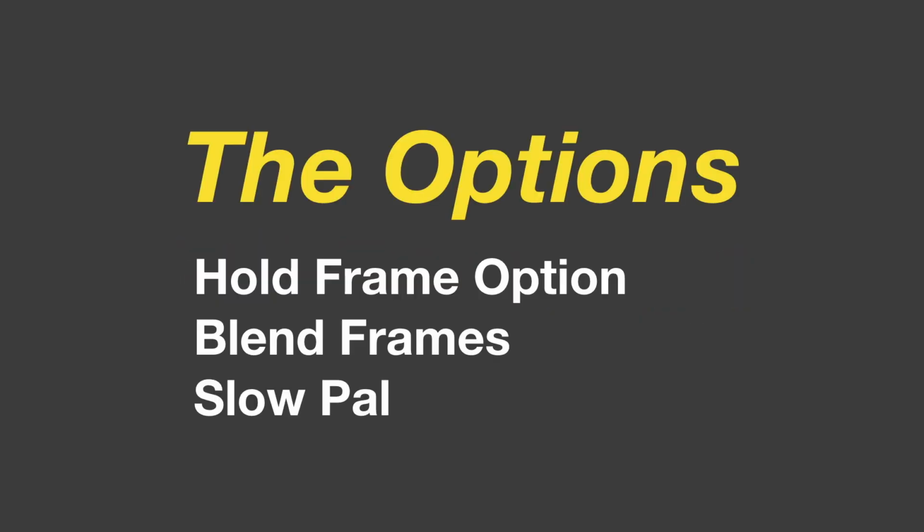So I could see us moving into a progressive kind of world, but what I want to show you in today's ones is all about going from 23 to 25 and the pitfalls of it. So let's have a look. So the options right now are the hold frame option, blend frames, and slow PAL. It's interesting because they're all going to get you a 25 frame per second file, but what's right and what's wrong. And that's what I want to show you in a kind of visual way.